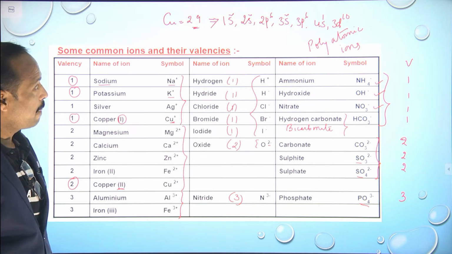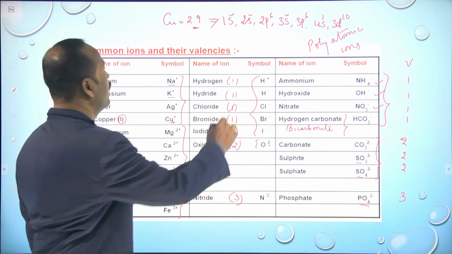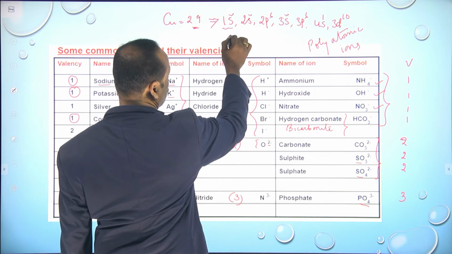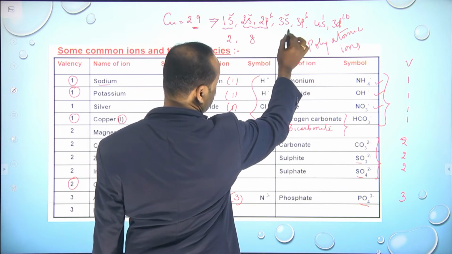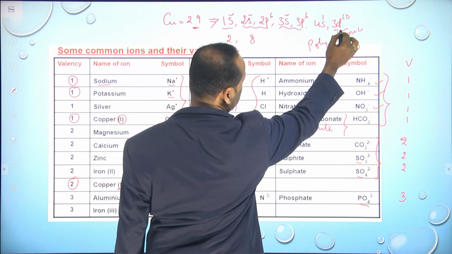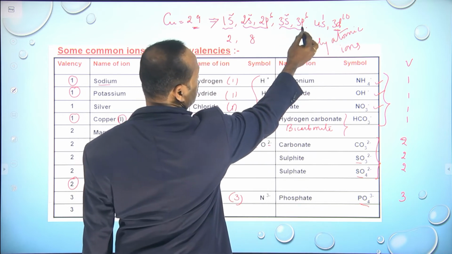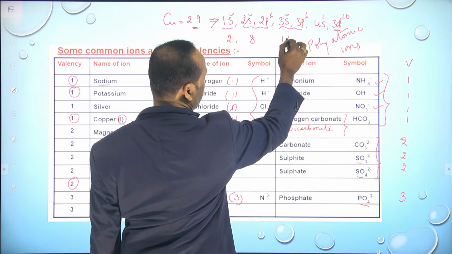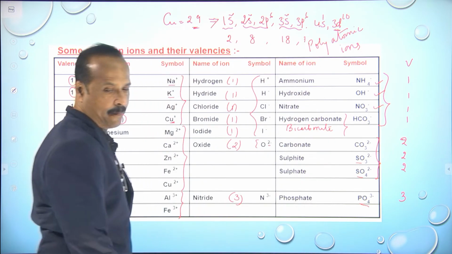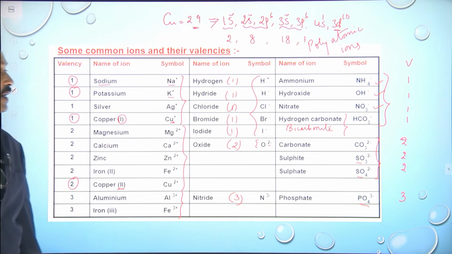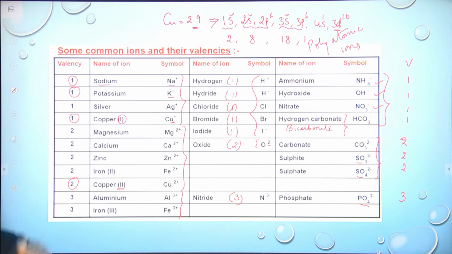We are writing the shells. This is K shell, so write 2. This is L shell, 8. Here you see, 3d is also there, so 3, 3, 3. So you write here 18 electrons, and in the fourth shell you write 1 electron. 4, 2, 8, 18, 1. If we add all this, again you will get 29 only. Clear?